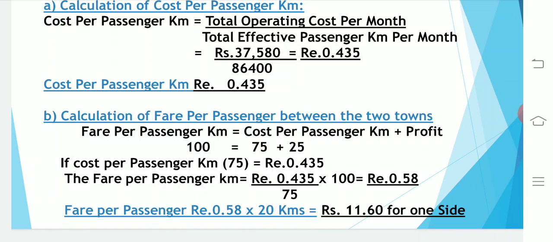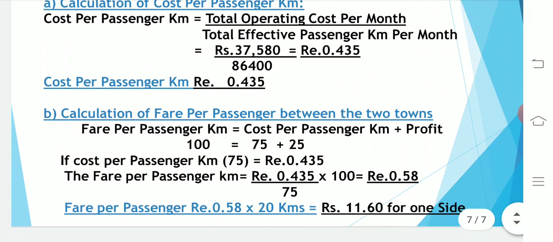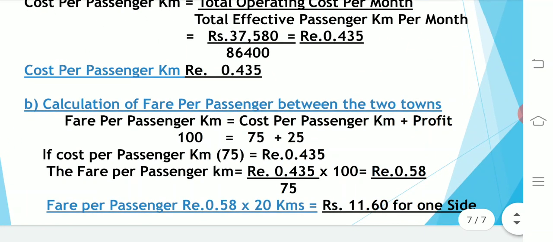We have to calculate the fare for the distance between two towns. The distance between the two towns is 20 kilometers, so we will multiply it by 20. Fare per passenger for one side is 0.58 into 20 kilometers, that is equal to rupees 11 rupees 60 paise for one side.